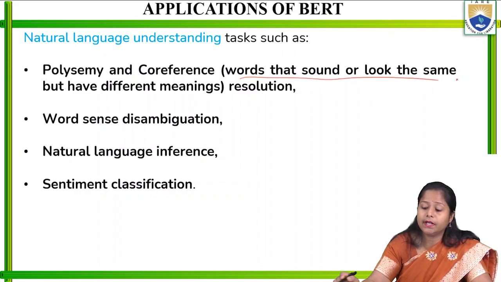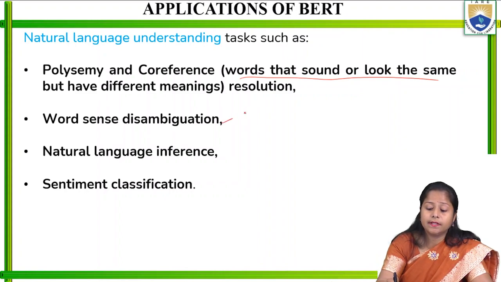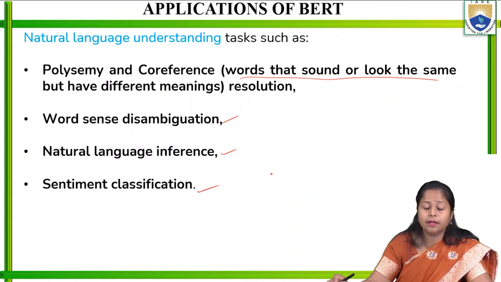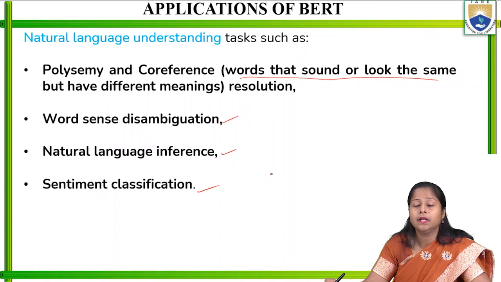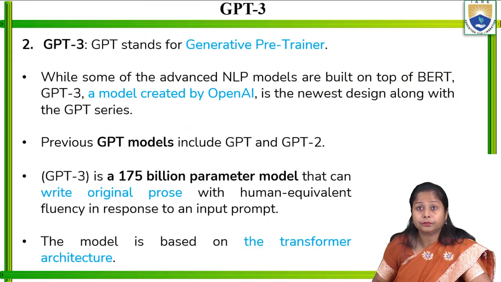If we look at natural language understanding tasks such as polysemy and co-reference, here words that sound or look the same but have different meanings will be resolved by the BERT language model. The next is word sense disambiguation. Next is natural language inference. And next is sentiment classification. These are some of the applications when we are using the BERT language model.